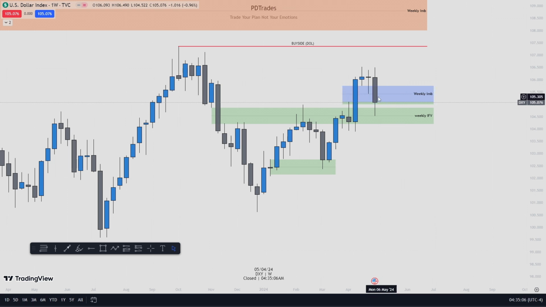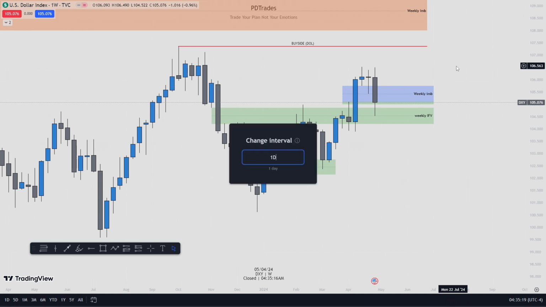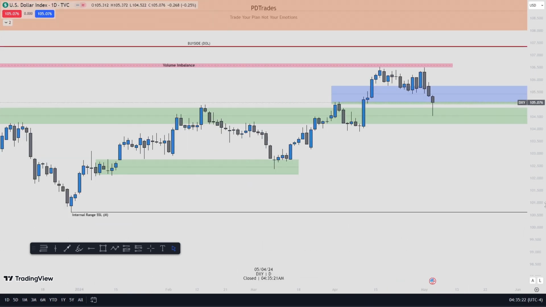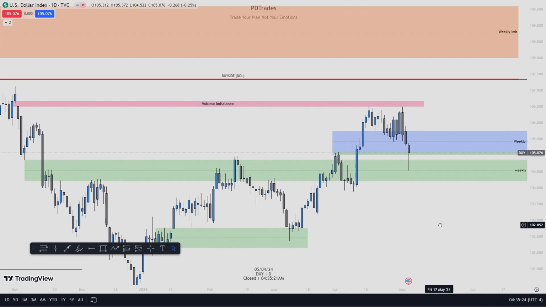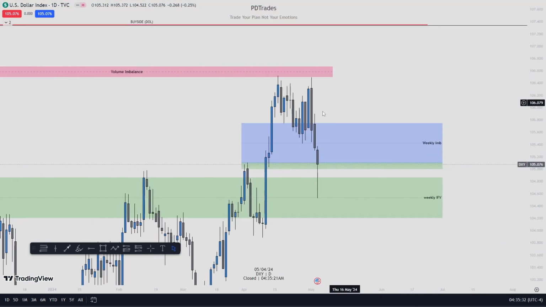I see myself being bullish from next week, but I want to see what Monday does for me. Let me go now to my daily. So this is how my daily is looking right now. This is where we are. There are relatively equal highs here. Above that, there is what? Buy stops. This is buy side liquidity.